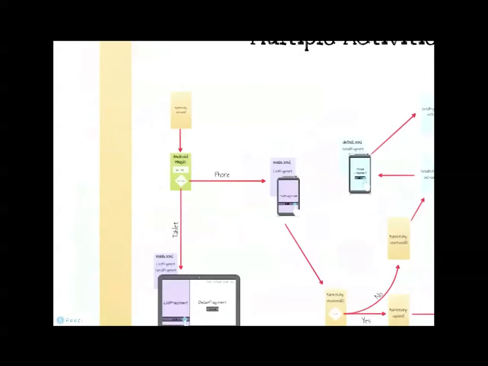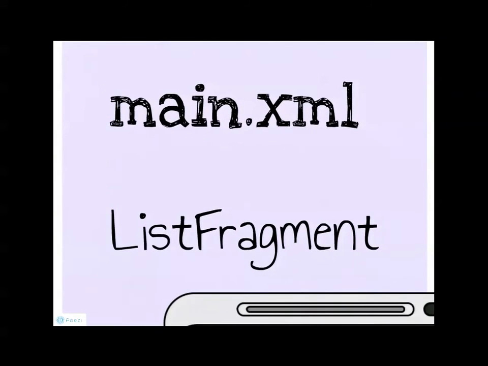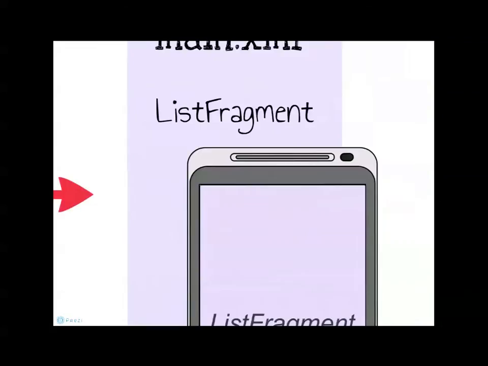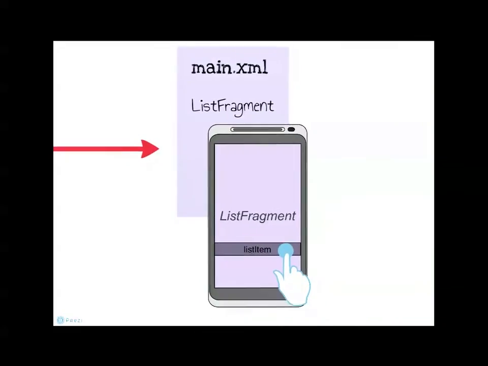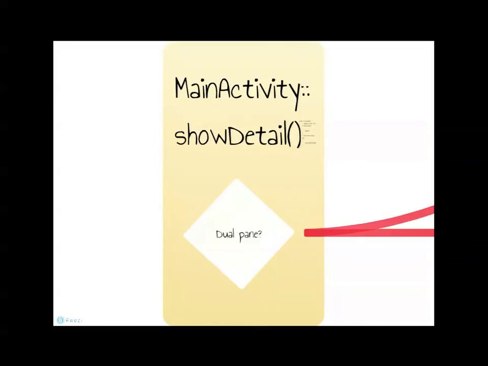Okay, so let's talk about the phone. Now it's going to do the same thing where we have a main XML. This one, for the phone, is going to be pulled out of the phone folder and figure out, oh, I just have one list fragment in here. So you're going to show a phone with one fragment on it. In this case, same click. That's going to go back to the main activity. Well, first it talks to that fragment, which says show detail.